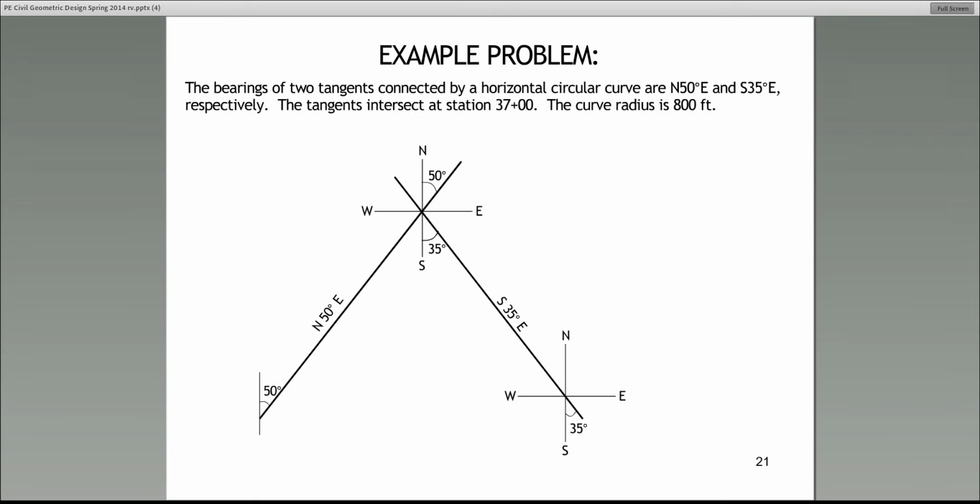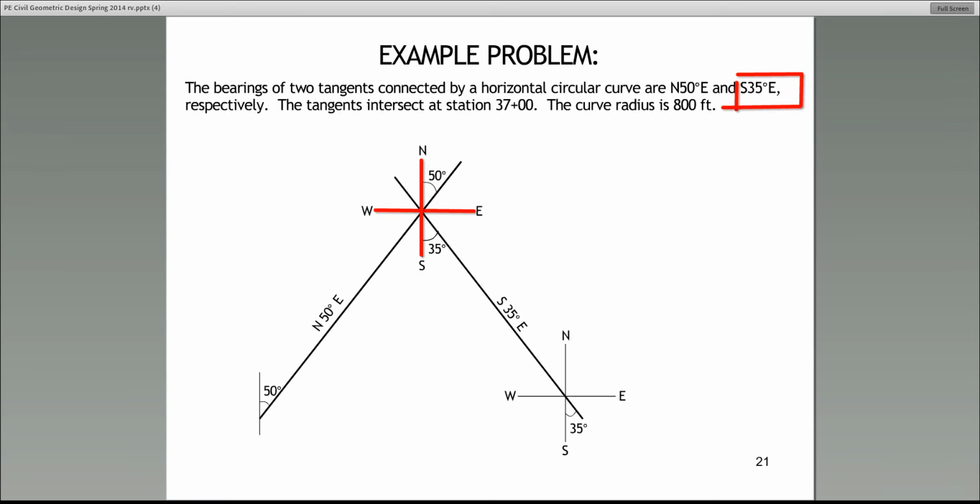Now, create the coordinates here: north, south, east, west. At the end of the back tangent, which would be the beginning of the forward tangent, what do we do there? Well, take a look at the bearing angle, south 35 degrees east. Absolutely, you got it.